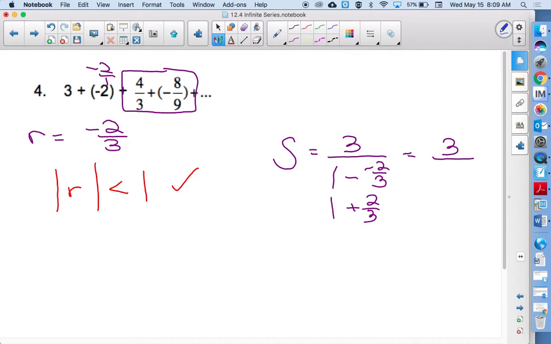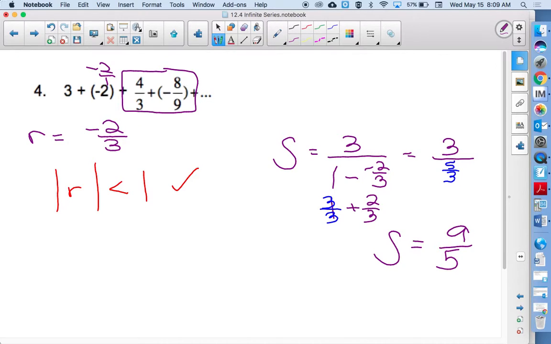Gonna make you use a little bit of mental math here. 1 is really 3 over 3, so Connor, 3 over 3 plus 2 over 3 is 5 over 3. So we're taking 3 divided by 5/3. You know what this sum is? What's 3 divided by 5/3? Julian? 1.8. Can you give it to me as a fraction? 9/5.